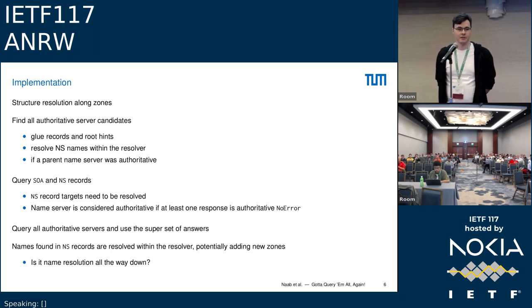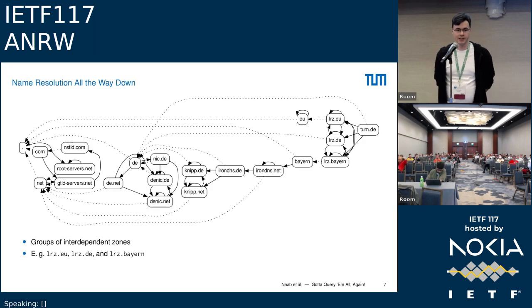And we end up with a problem: if we have names in the NS records that we're going to resolve within the resolver, we're going to add new zones, we're going to discover new things, and those names are also going to have name records. So is it resolution all the way down? Let's get back to our figure.